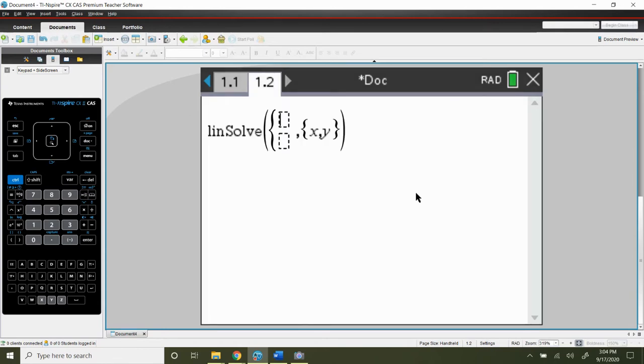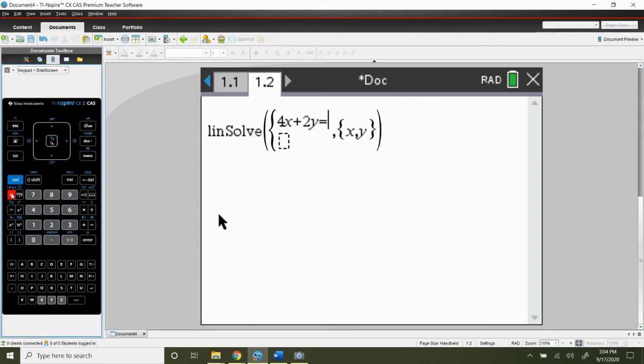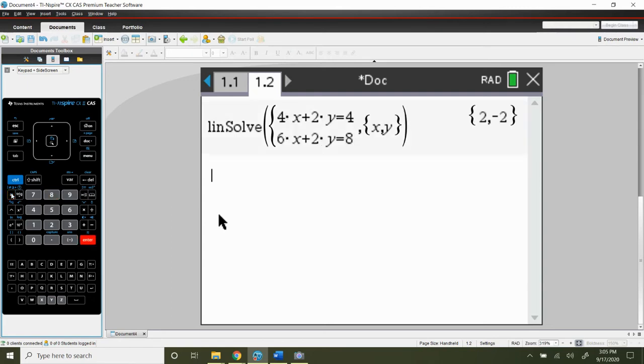So we're going to write out the equation. 4x plus 2y equals 4. The equals sign is over here, left of the 7. Tab down, and we've got 6x plus 2y is equal to 8. We're solving for x and y. Hit enter, and it actually solved that entire system for us.